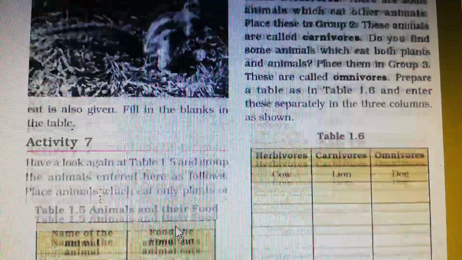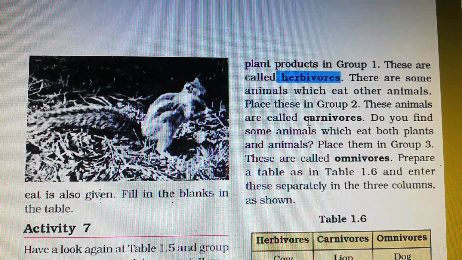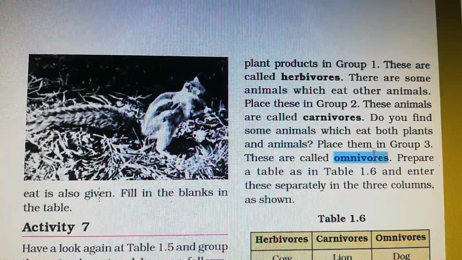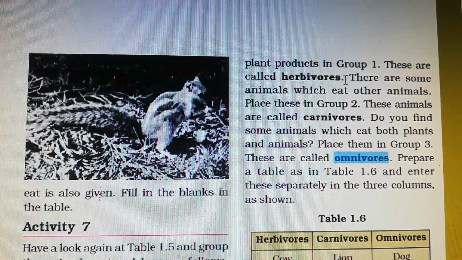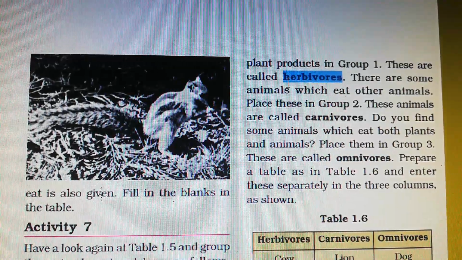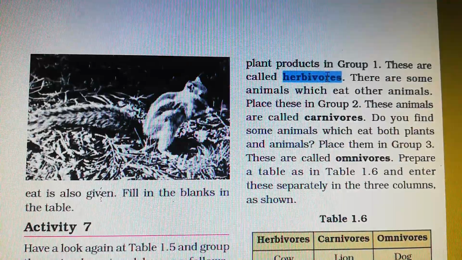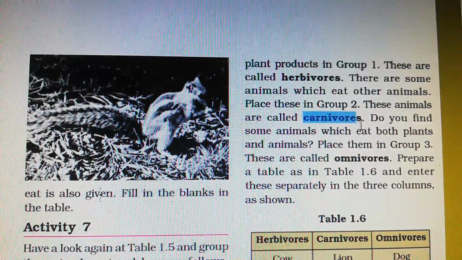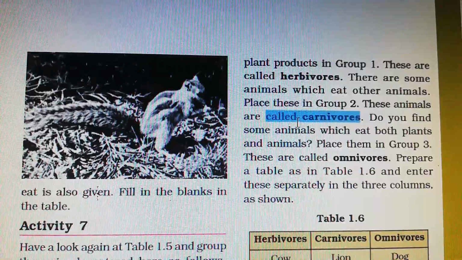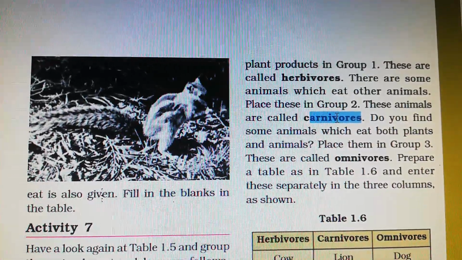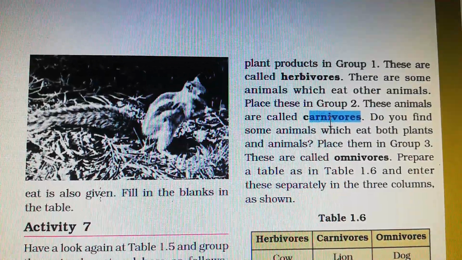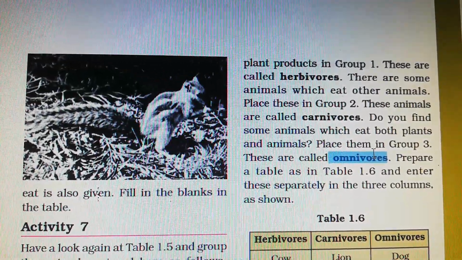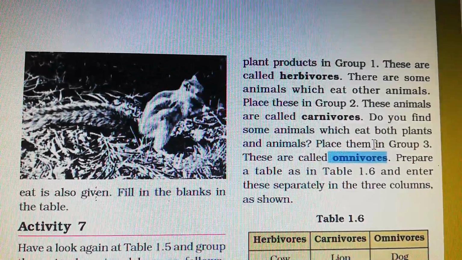Okay, here you have to write. Next we are going to deal with three more big new terms: herbivore, carnivore, omnivore. These are the three types of animals. The animals which eat only plants and plant products are called herbivores. Examples are deer, rabbit, etc. The carnivore is the animal which eats only other animals, that is, meat. Examples are tiger and lion. Omnivores are the animals which eat both plants as well as animals. Examples are cat, dog, etc.